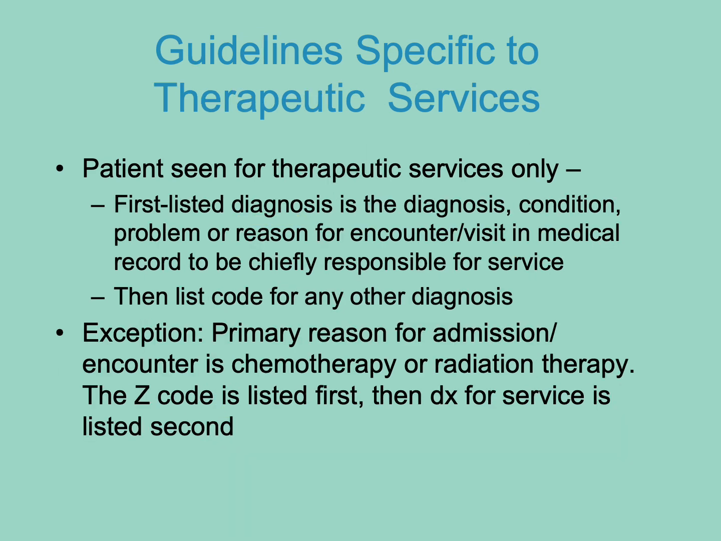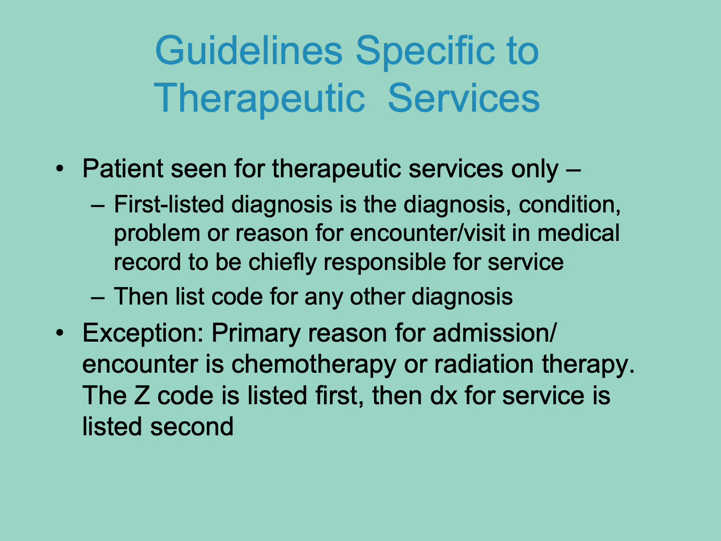Okay, therapeutic services. This is treatment. So the patient is seen for therapeutic services only. The first listed diagnosis is the diagnosis, condition, problem, or reason for the encounter visit in the medical record to be chiefly responsible for the service. Then list code for any other diagnosis. So again, we get back to why is the patient here? They make this more complicated than they need to. Why is the patient here? The patient is seen because of a diagnosis, condition, problem, or reason chiefly responsible for why they are here. Okay, then list any other diagnosis.